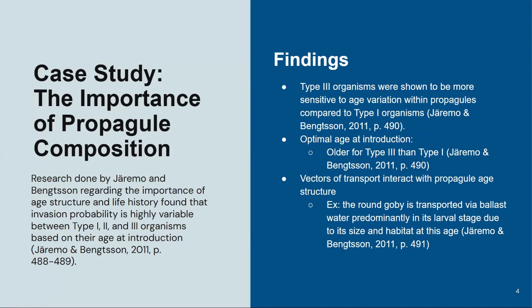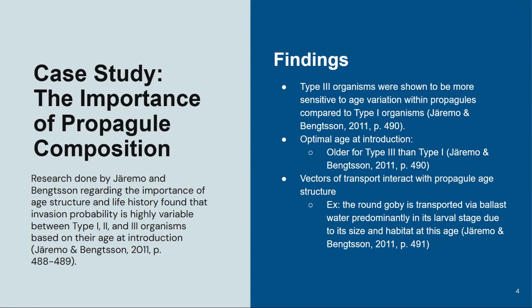The main findings from this research were that type 3 organisms, which includes many fish, insects, marine invertebrates, and plants that have high mortality, were shown to be more sensitive to age variation in propagules than type 1 organisms like large mammals. For type 3 organisms, which face high mortality in their juvenile stages, the optimal age for introduction was older than for type 1 organisms. For type 1 organisms, the optimal age at introduction was more consistent with the age at first reproduction.